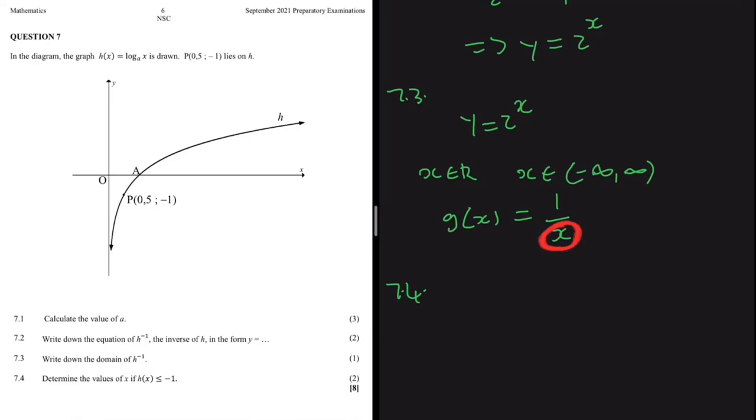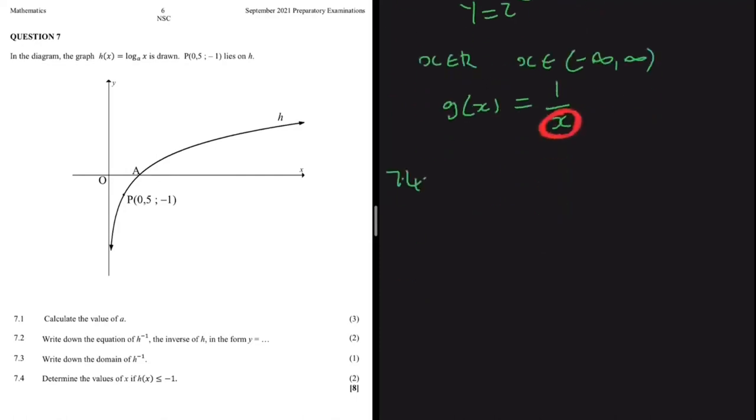7.4 is saying, determine the values of x for which h of x is less than or equal to minus 1. When you have a log function or an exponential function, you basically substitute the equation of that function and solve it algebraically. Versus if you are dealing with a trig function, a trig function is more complicated. That's where you have to analyze the graph. But here it is safe to substitute the equation. So let's go ahead and do that.